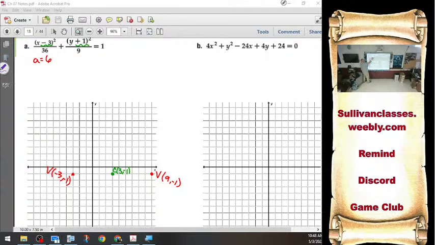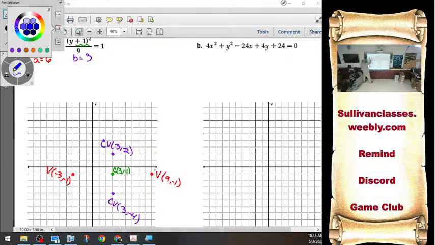I will say B is 3, right? B squared is 9, so B is 3. So that's my minor axis. So I'm going to go in that direction for a co-vertex of 3, 2. And I'm going to go in that direction for a co-vertex of 3, negative 4. I've got all my vertices. Draw your potato. No, not you. I want that color. There you go.